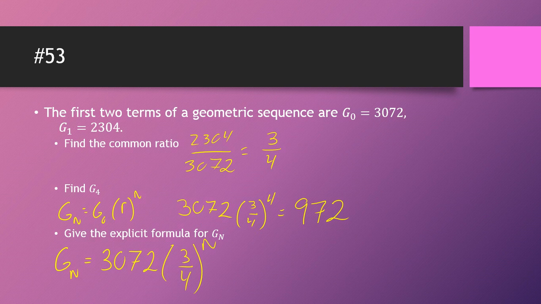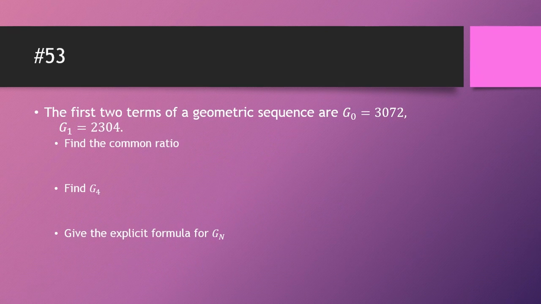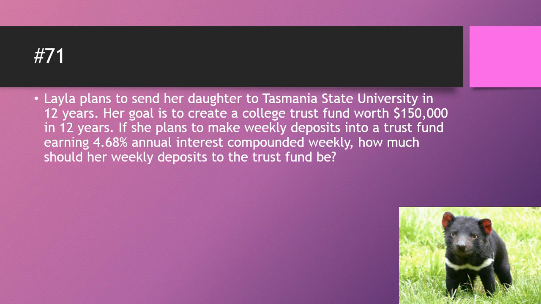Now let's go to a little more complex stuff that's got a little more algebra in it. Alright, so the first one: Layla, like the song, plans to send her daughter to Tasmania State University in 12 years. Her goal is to create a college trust fund account worth $150,000 in 12 years. She plans to make weekly deposits into a trust fund that earns 4.68% annual interest compounded weekly. How much would she have to deposit each week to make this trust fund happen?